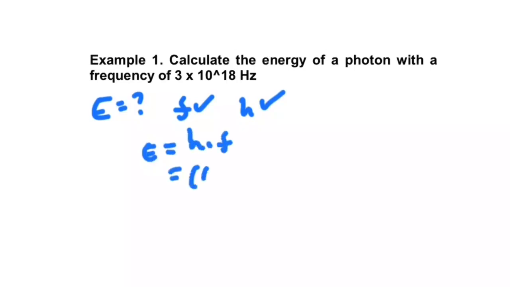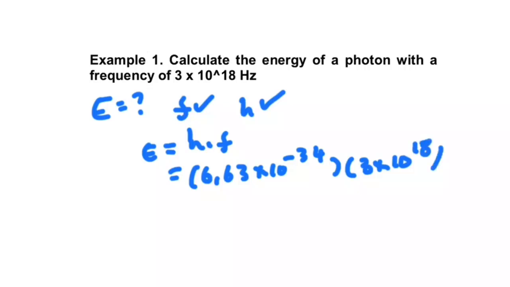So Planck's constant, that is 6.63 times 10 to the minus 34, multiplied by the frequency, which is 3 times 10 to the power 18 hertz. So now I'm just going to put that in my calculator, and I'm getting 1.99 times 10 to the power minus 15 joules. The SI unit of energy is joules, so you should not forget that. So there we go. It's quite easy to calculate the energy of a photon if you have the frequency. Energy is equal to Planck's constant multiplied by the frequency.